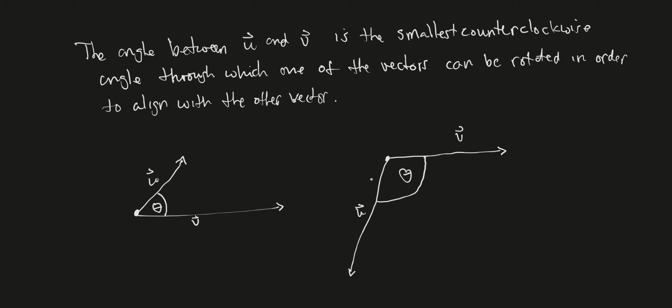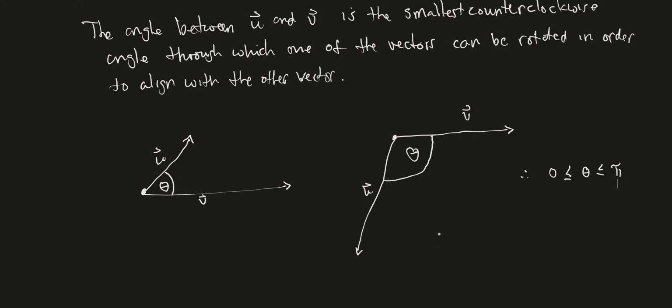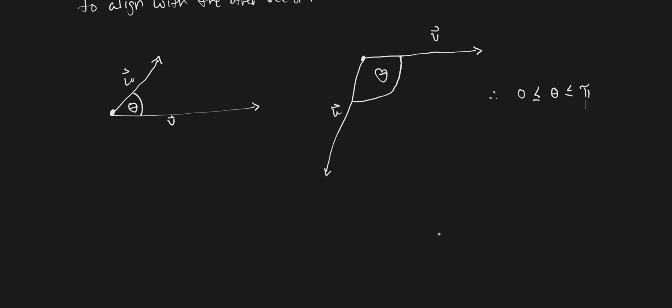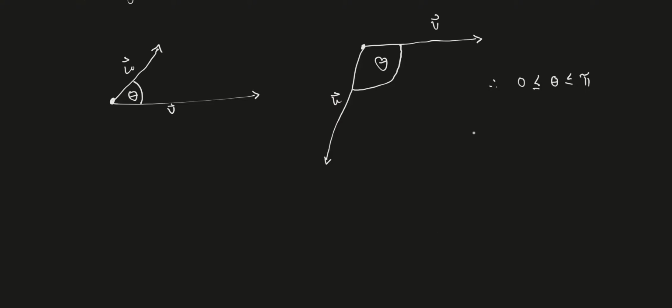So this is what we define the angle between two vectors to be, and this definition implies right away that theta has to be between 0 and pi. So it could be like this, right? So the angle between the vectors is always between 0 and pi, or 0 and 180 if you like to use degrees. So what do the extremes look like? Well, if the angle between the vectors is 0, then it means that they already are aligned. So they look like this.